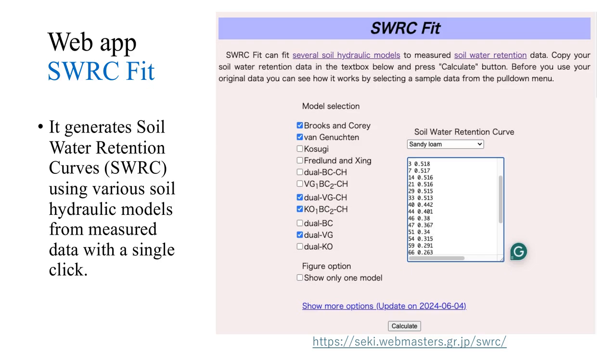We also developed a web application called SWRC Fit, which generates soil water retention curves using various soil hydraulic models from measured data with just a single click. The application is built on the Python library unsatfit and simplifies the process of determining water retention parameters by eliminating the need to select initial parameter sets. You simply select the models you want to fit, input your water retention data in the text area, and click the Calculate button.